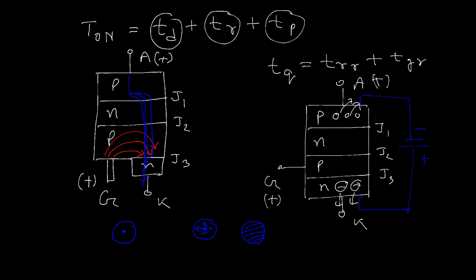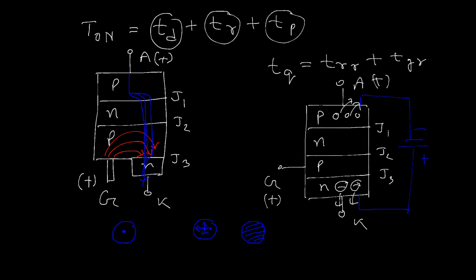Once the charges are swept out from the upper p and lower n regions, there is a tendency for a depletion layer to form across junction J1 and junction J3, as the charges are removed from the upper p and lower n regions. That means the charge density is reduced. That is why junctions J1 and J3 try to recover, as the depletion layer forms across J1 and J3. Now think about it.